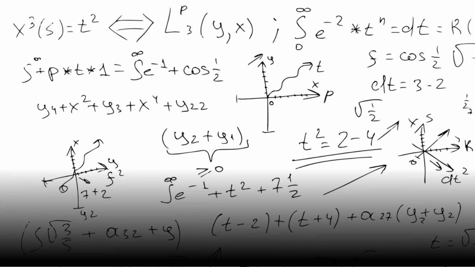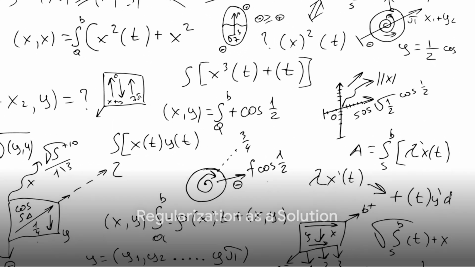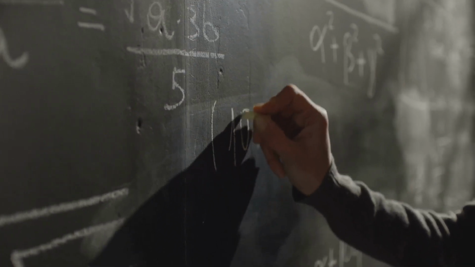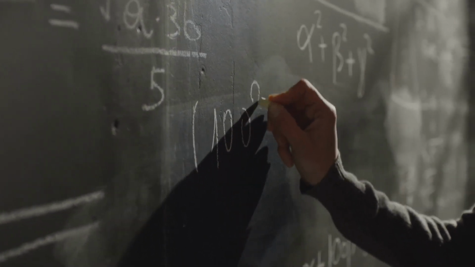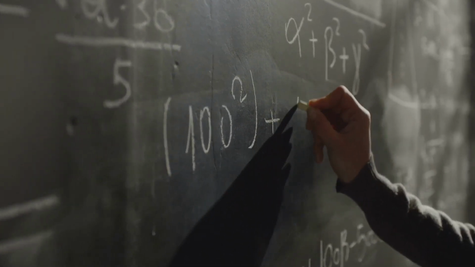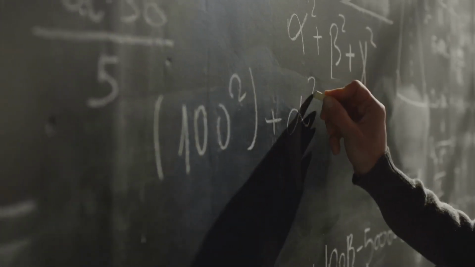Enter the concept of regularization, our knight in shining armor against overfitting. Regularization introduces a small amount of bias into our model, but in return, it significantly reduces variance. It's a trade-off, but one that results in better long-term predictions.